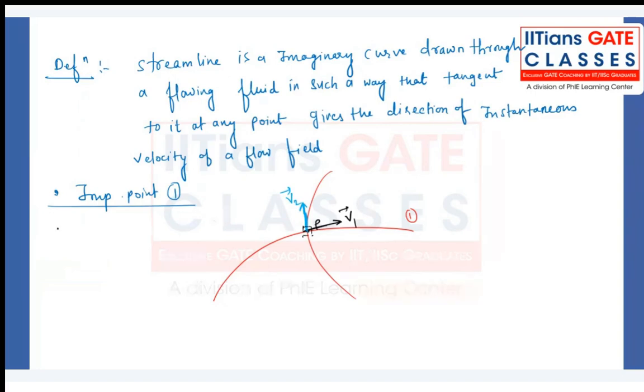First point, two streamlines cannot intersect each other. Yeah, you will have two tangents, right? So that is not possible.